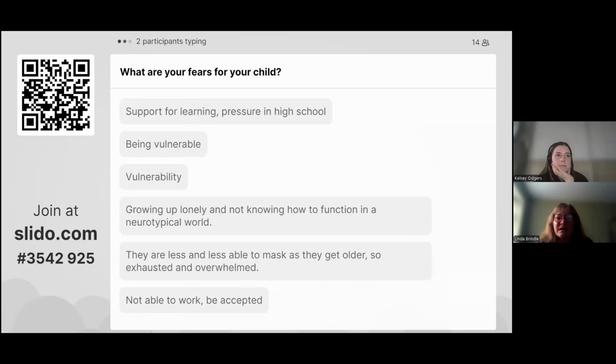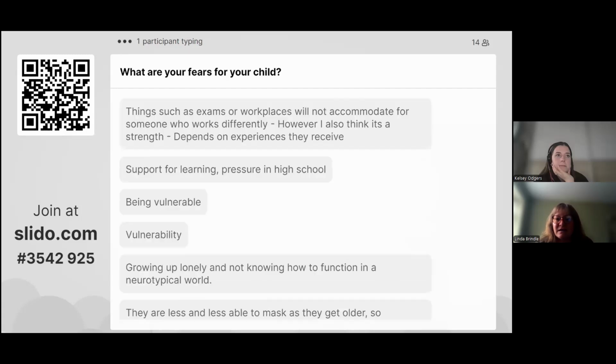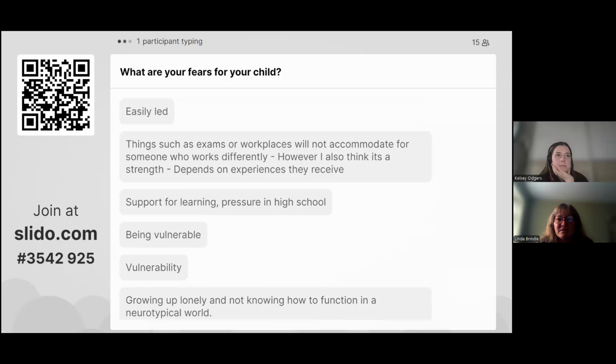Growing up lonely and not knowing how to function in a neurotypical world. It sounds like managing exams or workplaces which aren't making adjustments for people whose brain works differently. Being easily led.